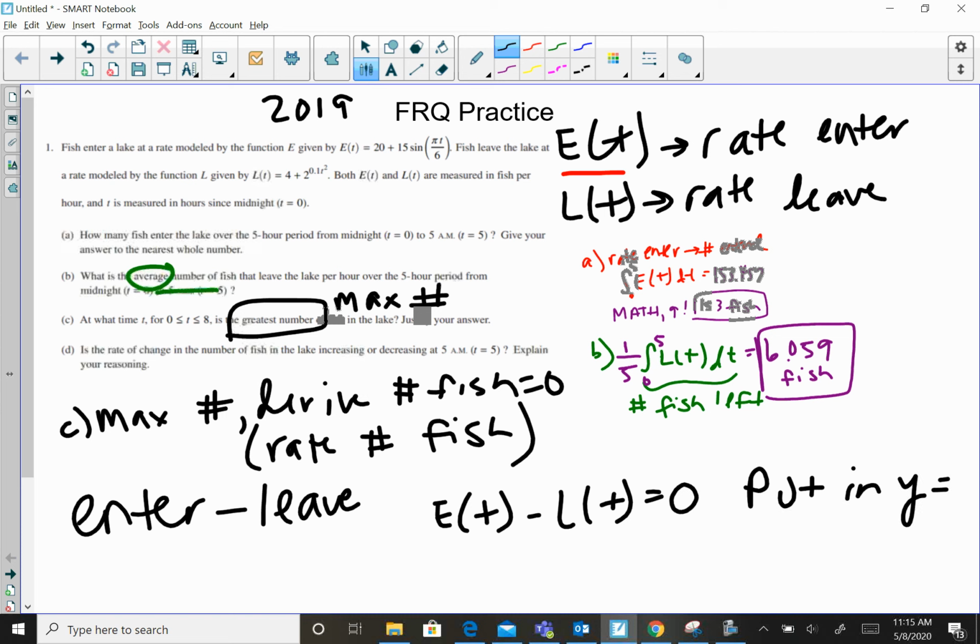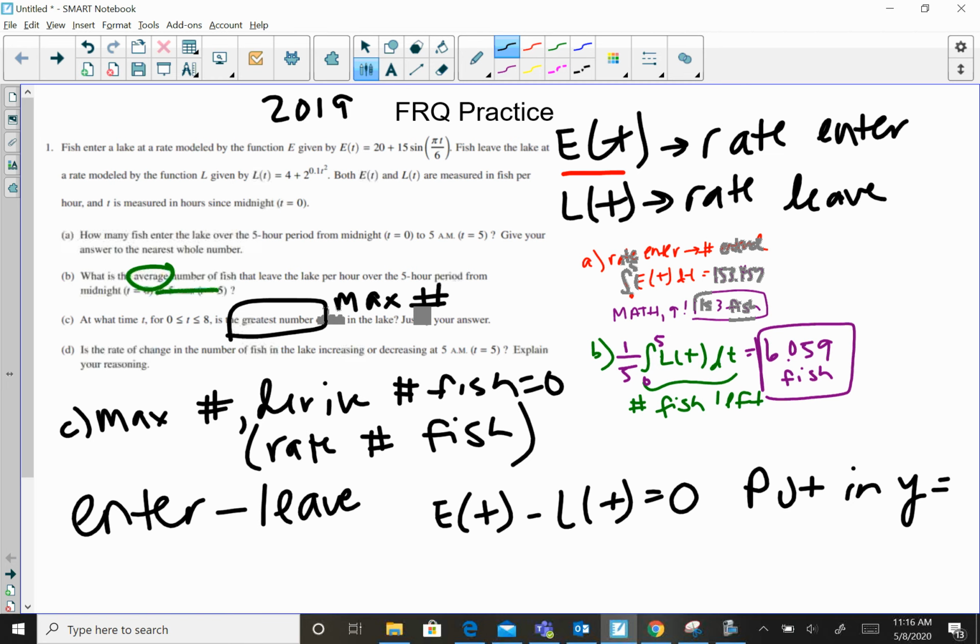So I'm going to put in my y equals, E of t: 20 plus 15 sine, open parentheses, pi x, close, divided by 6, close. There's my first one, minus, and all of L. So I'm going to put L in parentheses. So I have 4 plus 2 to the 0.1 t squared, or x squared power, close that parentheses, and graph it.